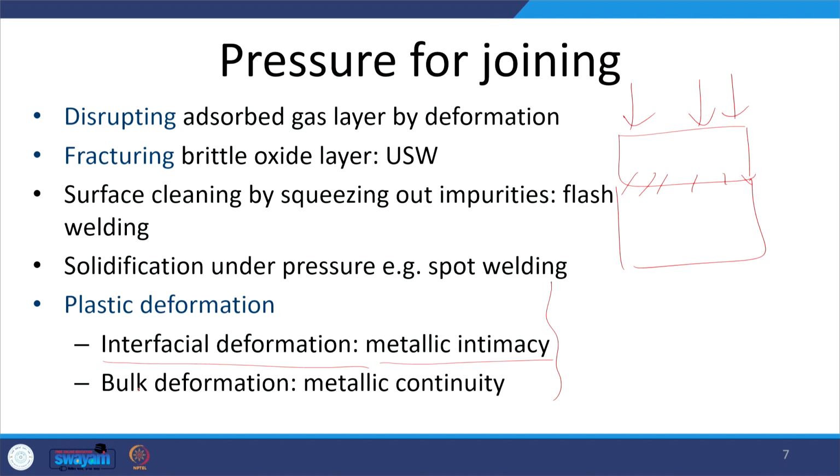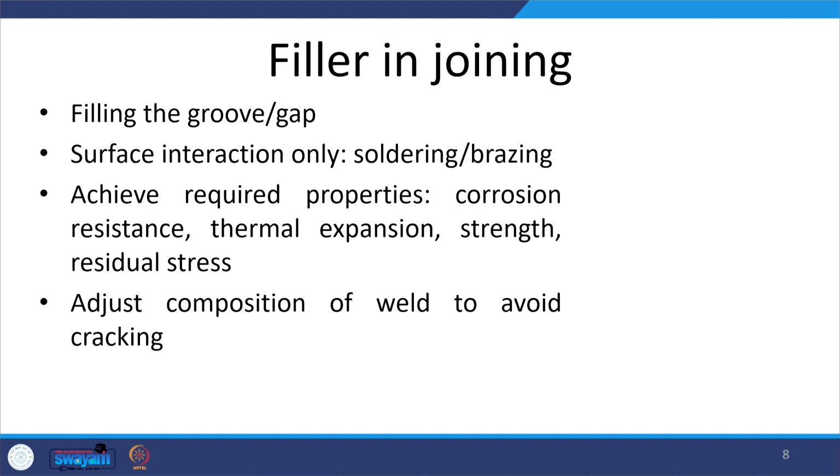The pressure is also used for causing or realizing the controlled bulk metal deformation, like in the friction welding or friction stir welding. So, that significant plastic deformation, even in forge welding also, this macro scale plastic deformation is involved, and that in turn helps in developing the metallic continuity.